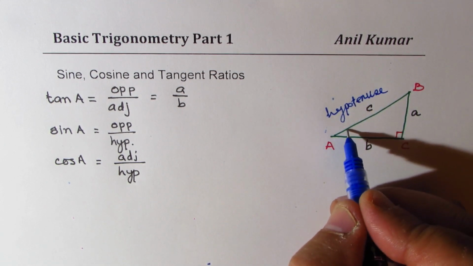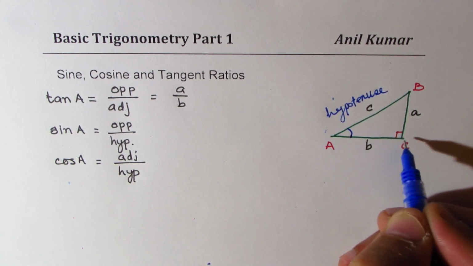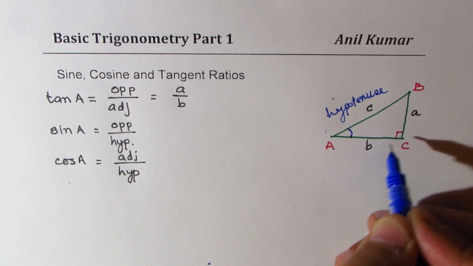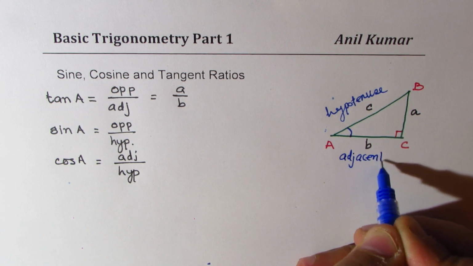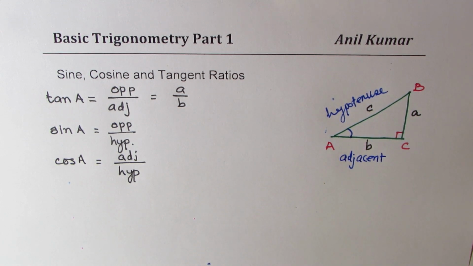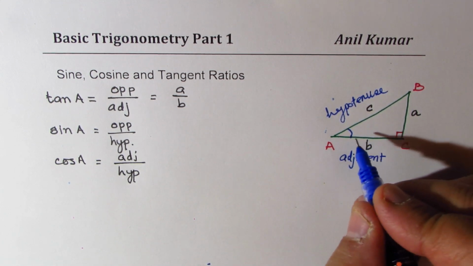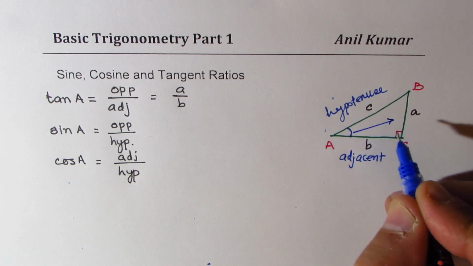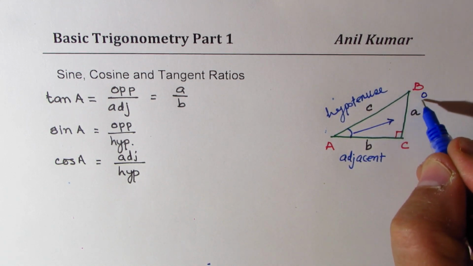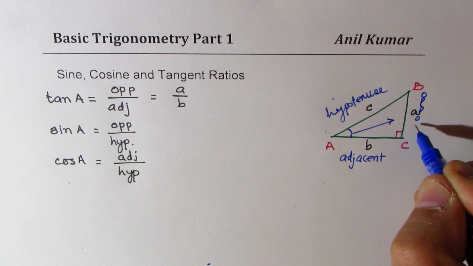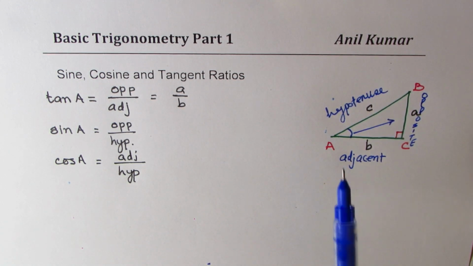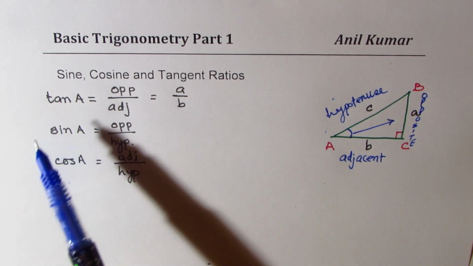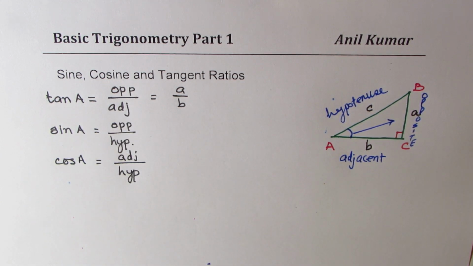This side, which is adjacent to the angle we are talking about and 90 degrees, is called the adjacent side. And that side, as you can see, we are considering angle A for the time being, so it is opposite to A. Does that make sense? So with reference to angle A, we have all these new trigonometric ratios.